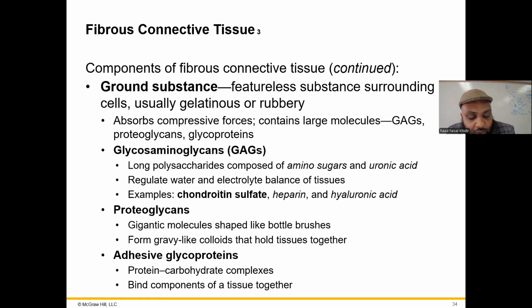Proteoglycans are found at the cell membrane. These are gigantic molecules shaped like bottle brushes. They form gravy-like colloids that hold the tissue together.